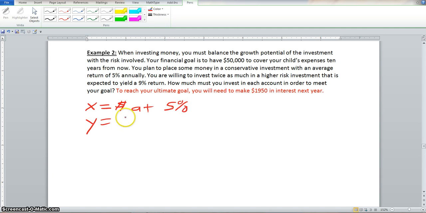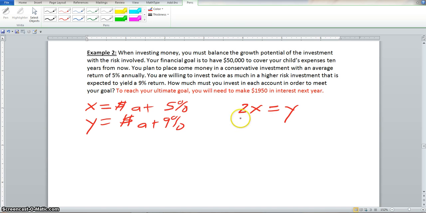And then y is how much money you put at 9%. Okay, step 2. We have these stipulations here. So we know for the 5%, you're willing to put twice as much in it. So you have 2x is equal to y. Now remember, we're talking about how much money you're putting in each account. So you will have twice as much money you will put in the 5% account as you would the 9% account. Okay, so now we have our interest.